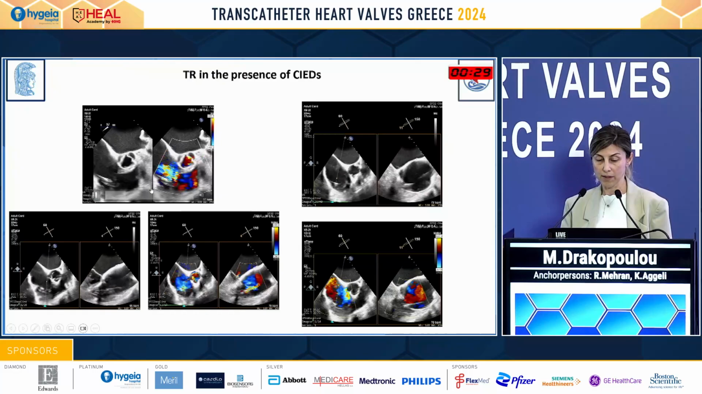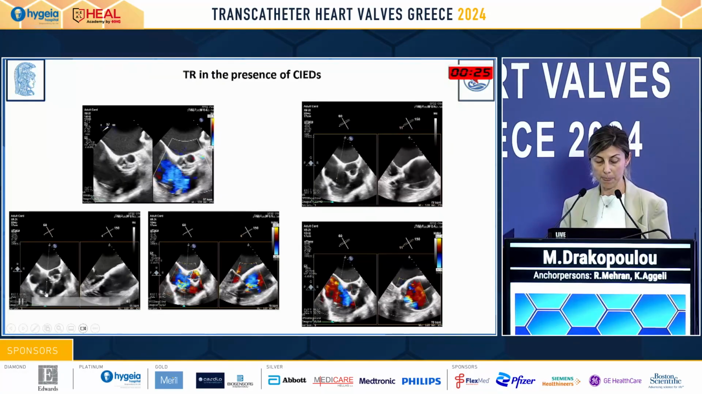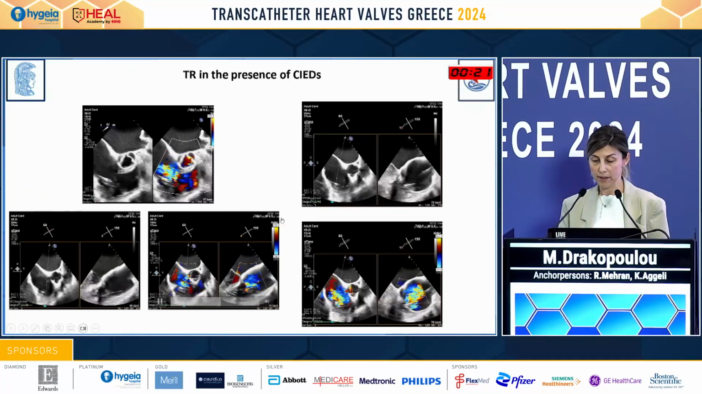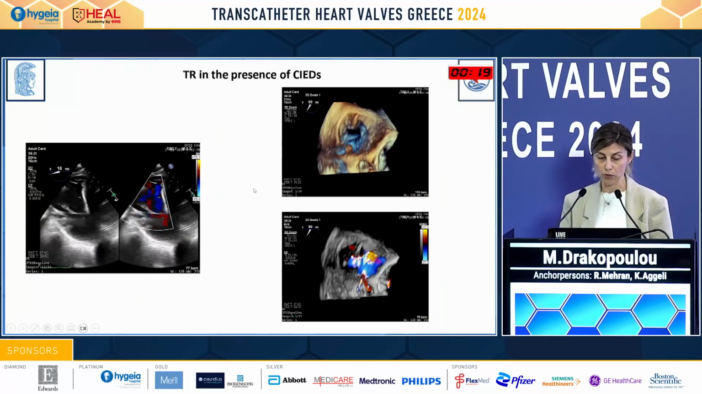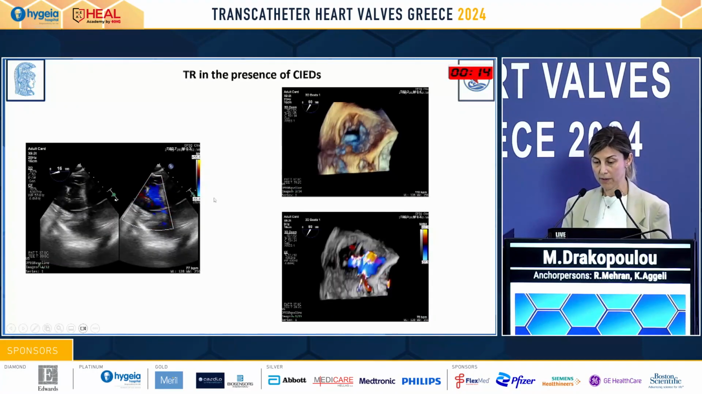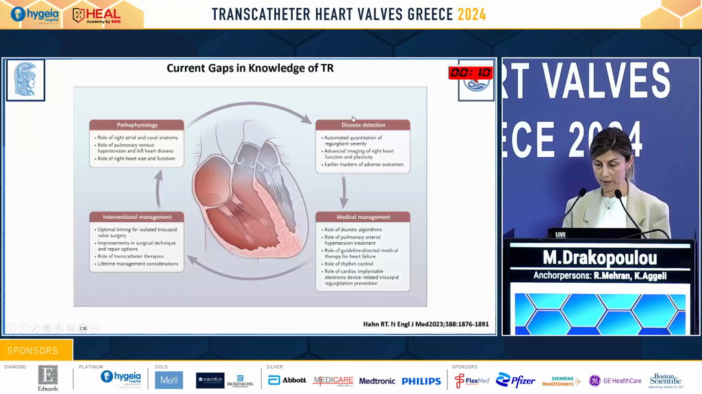You can see here, when putting the probe towards the posterior part of the right ventricle, we can very nicely visualize the lead, and also going to the transgastric views, we can see that the lead is towards the posterior leaflet. This is the aorta, anterior, septal, and posterior leaflet.